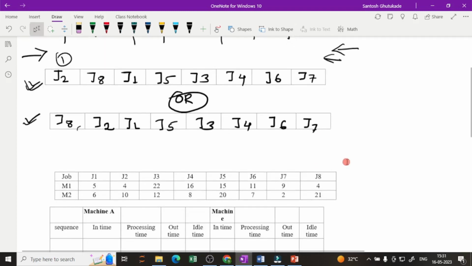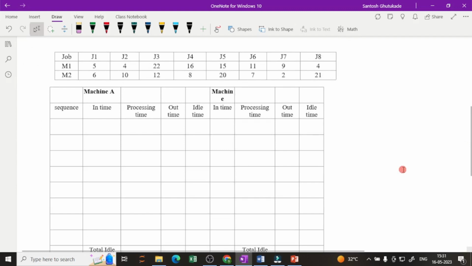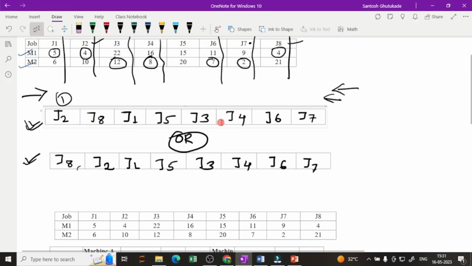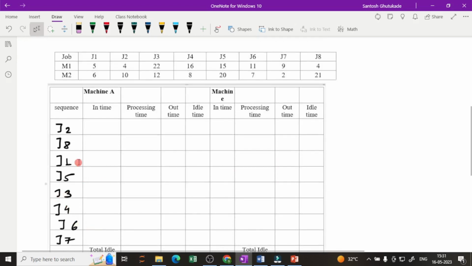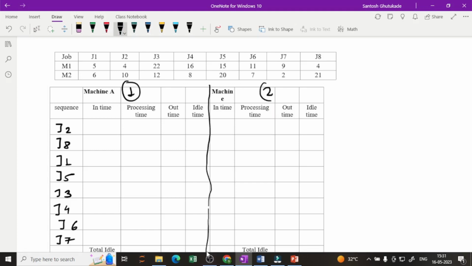I will write the sequence first and then solve the problem. So first is J2, then J8, then J1, then J5, then J3, then J4, then J6, and next is J7. Let me check once again: 2, 8, 1, 5, 3, 4, 6, 7. So this is the sequence. Now I will separate this by machine 1 and machine 2. This part is for machine 1 or machine A, and this part is for machine 2 or machine B.